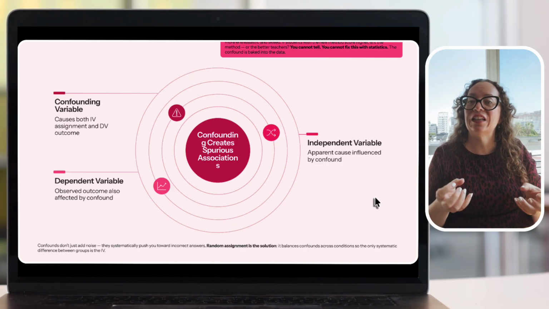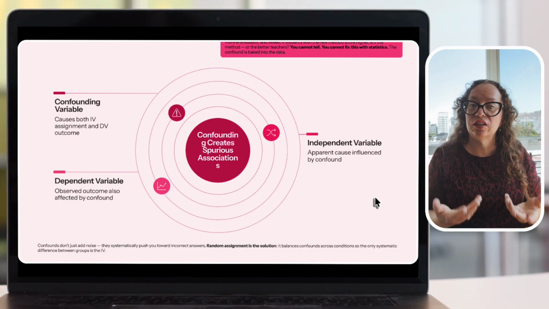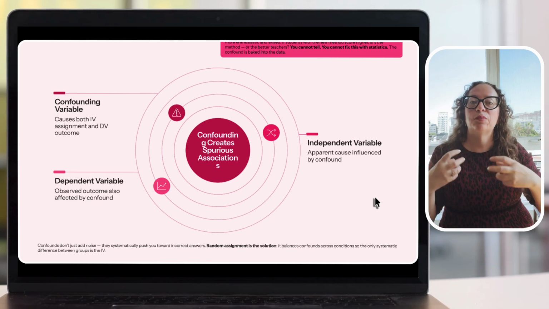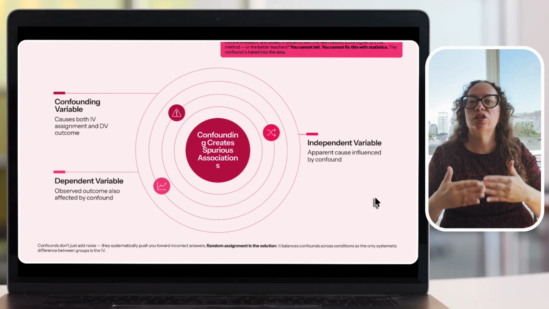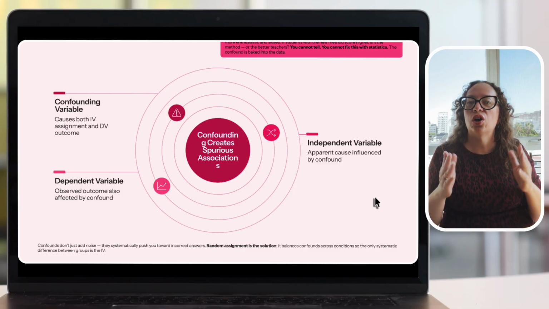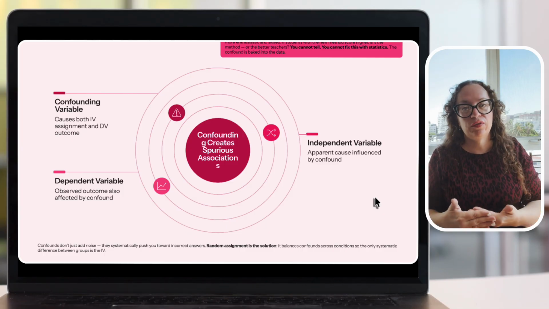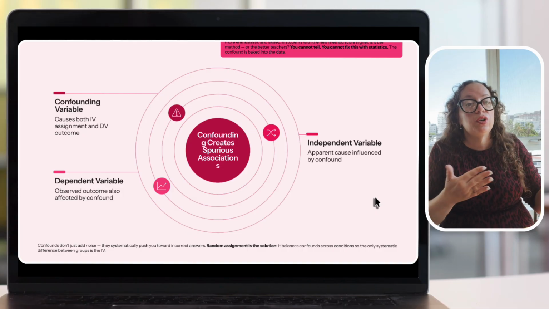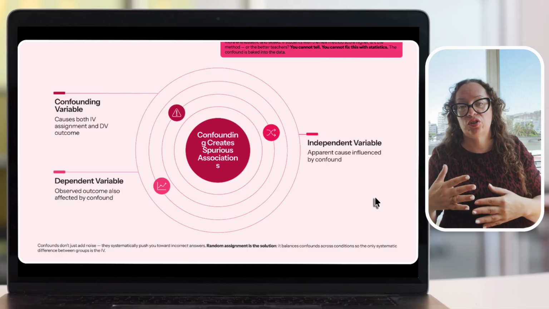Okay, so random assignment doesn't eliminate these extraneous variables. They still exist, but it distributes them evenly across conditions so they can't confound your results. This is why random assignment is essential for causal inference. Without it, you never know whether your results are due to your independent variable or to some confound. With it, you can be confident that your independent variable is the cause.